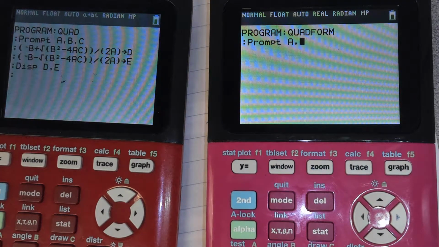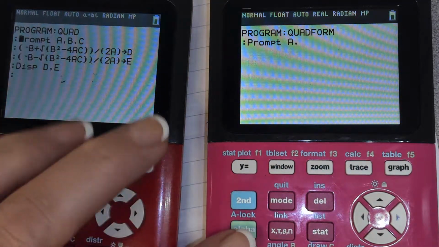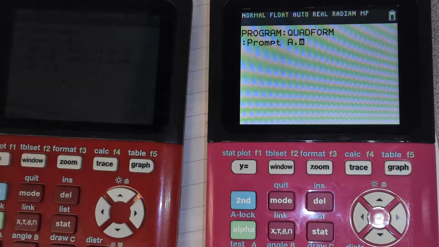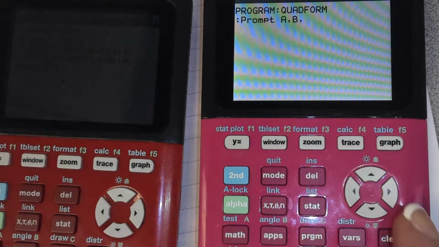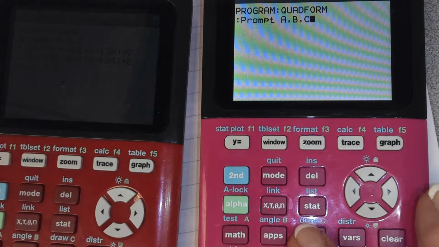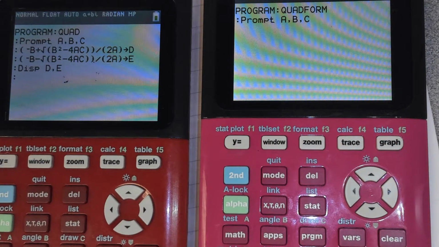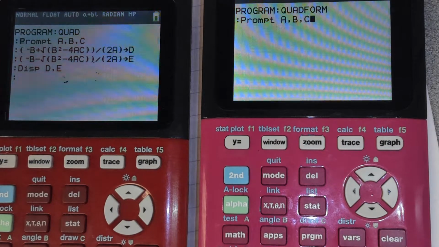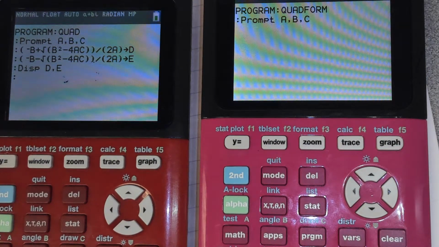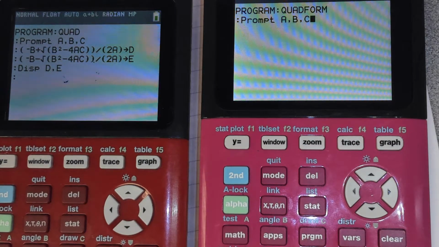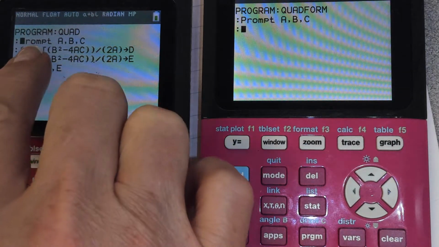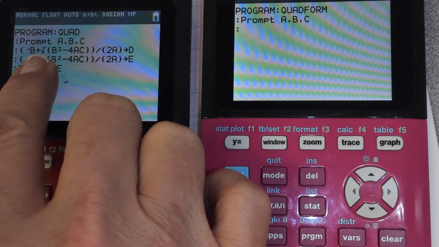Okay, is it blinking with the A? No, so I have to push alpha. Then go to B. Then push your comma. And then go back to alpha and put in C. That's the way that second step should look. So that prompt means that the calculator is going to ask them to put in A, then B, then C. Alright, enter.